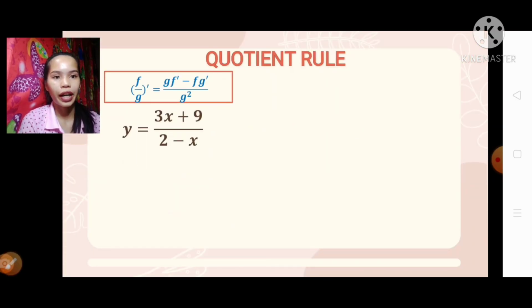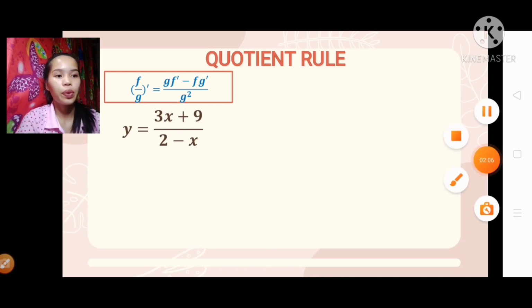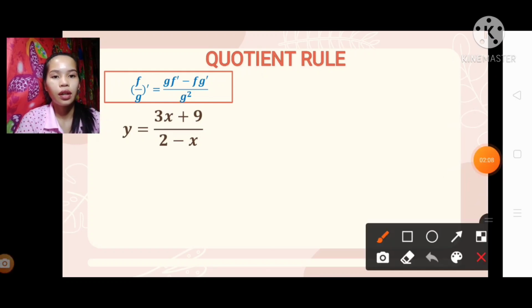So another, we have the quotient rule. The quotient rule says that the derivative of f over g is equal to g f prime minus f g prime over g squared. So we have here an example. y equals 3x plus 9 over 2 minus x.